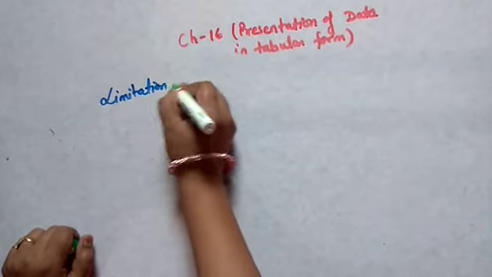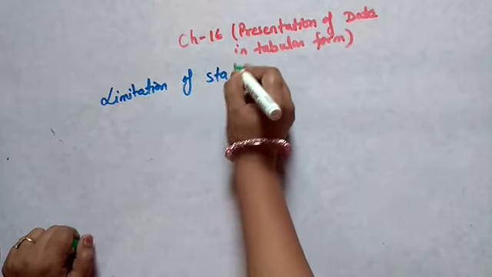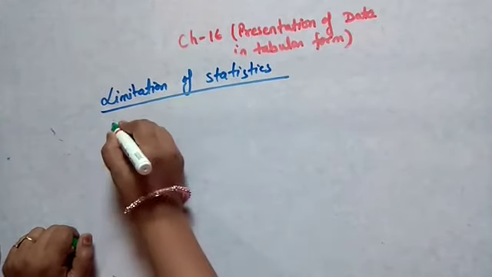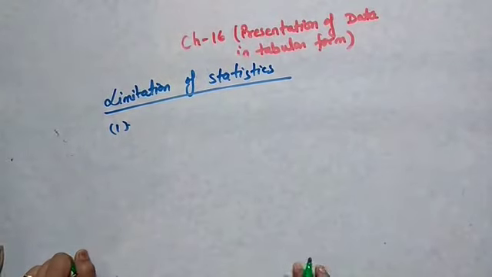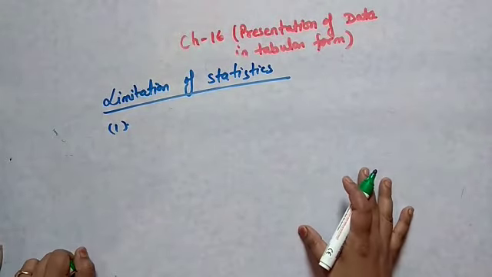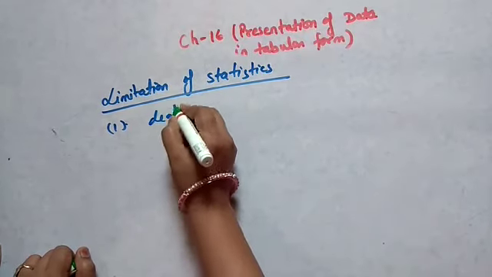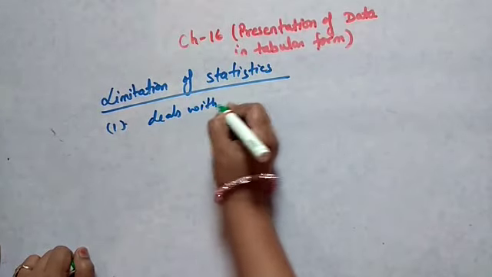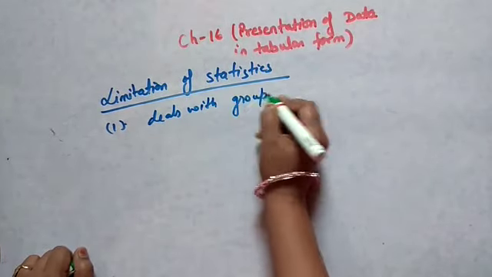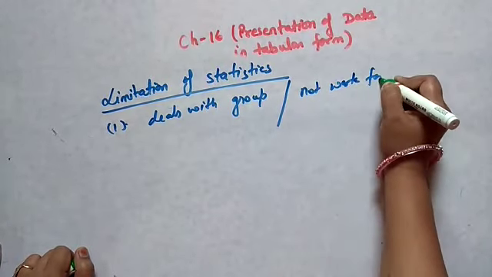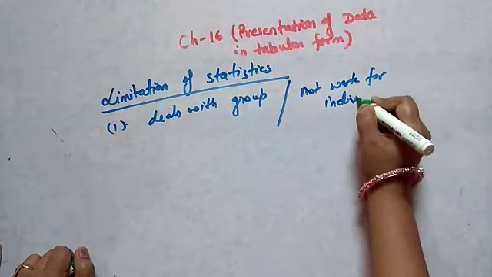Now let us discuss that what are the limitations of statistics. See, statistics deal with group and does not study individual. Okay, it always deals with group. It will not work for individuals.